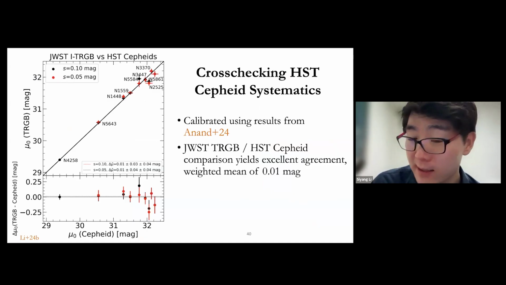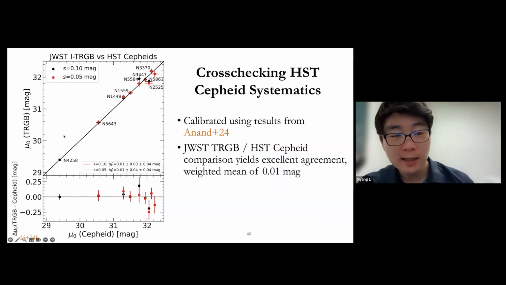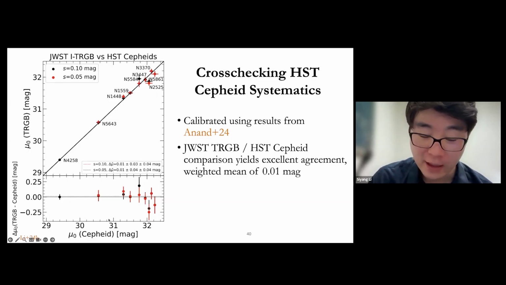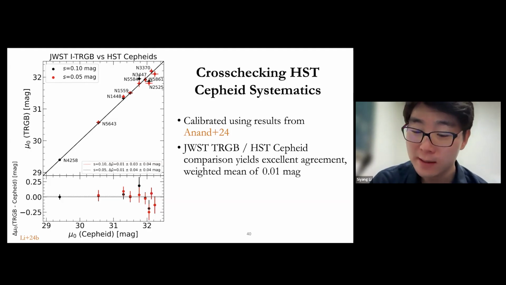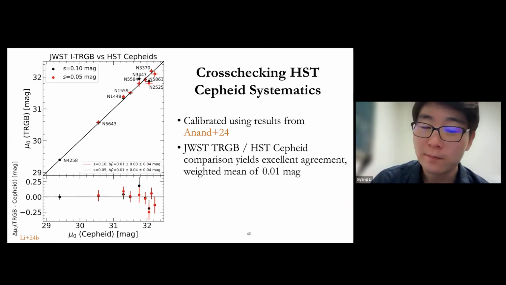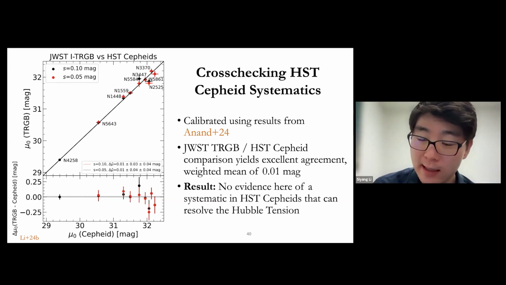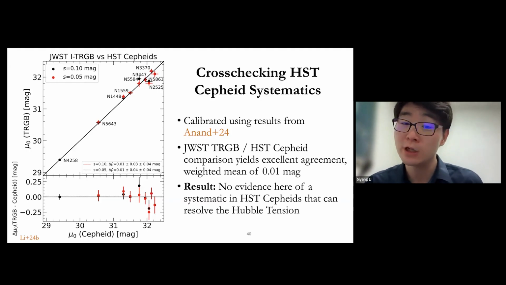We do find very excellent agreement with the HST Cepheid distances to the same set of galaxies. So in the plot to the left here, on the y-axis, we're showing distances to this set of galaxies using JWST TRGB. On the x-axis, we're showing the Cepheid HST distances to those same galaxies. And if we simply take a weighted mean of the difference between these distances, the difference is about 0.01 magnitude, so very excellent agreement. So with this data set, there's no evidence of a significant systematic in the HST Cepheids that would be able to resolve the Hubble tension.